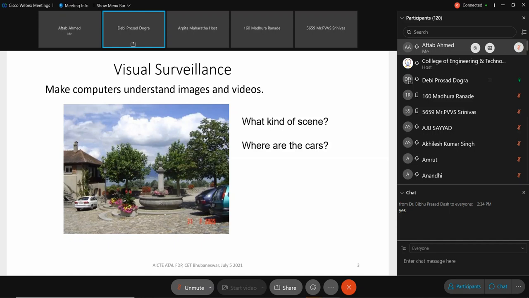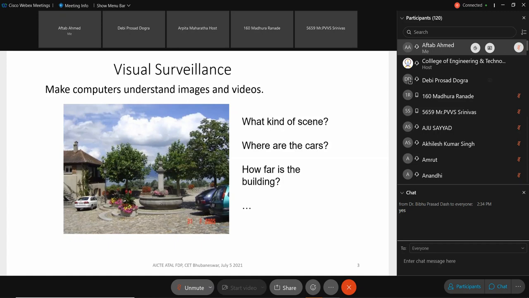So somebody may ask, where are the cars? When you try to answer this question, you need to understand that the position of the car should be defined with respect to some other objects. Again, there will be some spatial relations coming with respect to other objects.